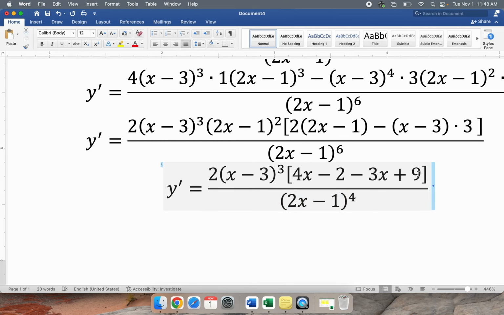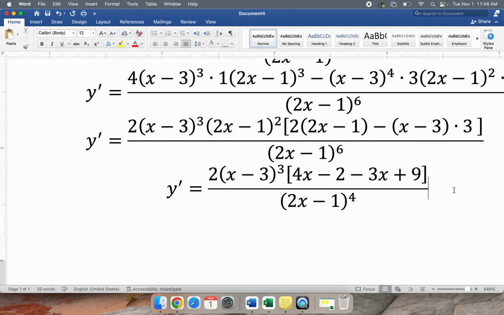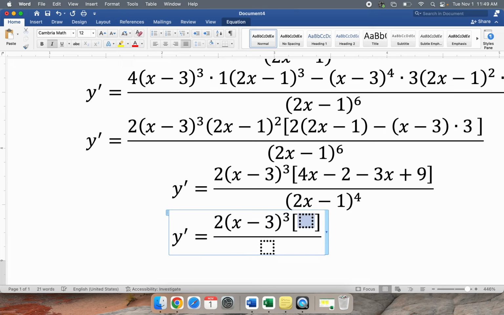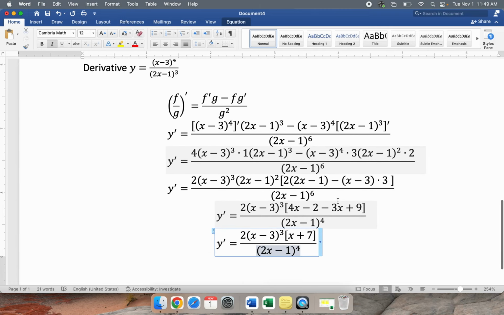And then if I simplify this expression in brackets by combining like terms, I will finally be done with this wretched problem. So yeah, what do we got? 2 times x minus 3 cubed. In brackets, I think you've got 4x minus 3x is just 1x. And then minus 2 plus 9 is plus 7. All over 2x minus 1 to the 4th. Wow. Okay, that is a pretty nasty problem.